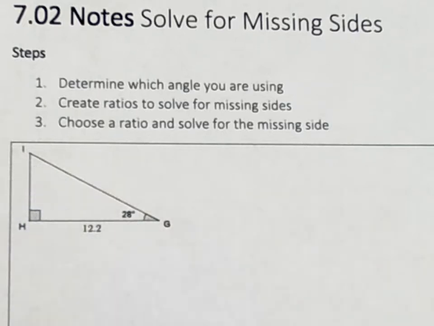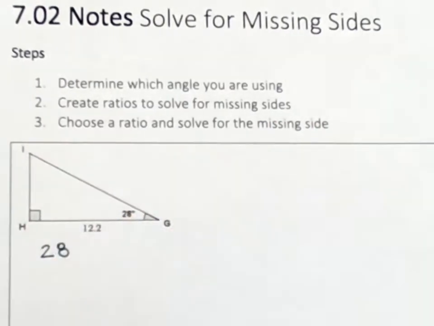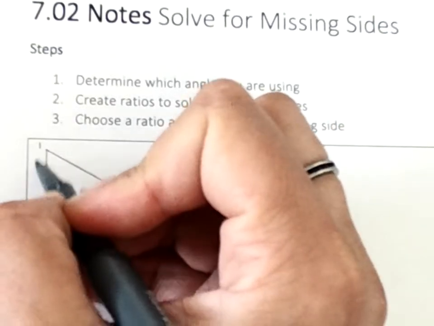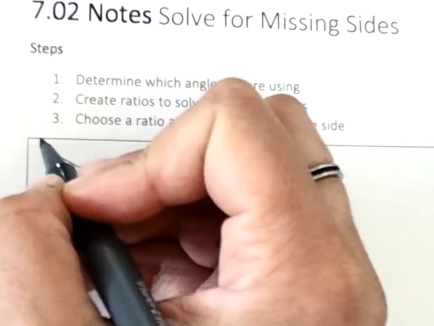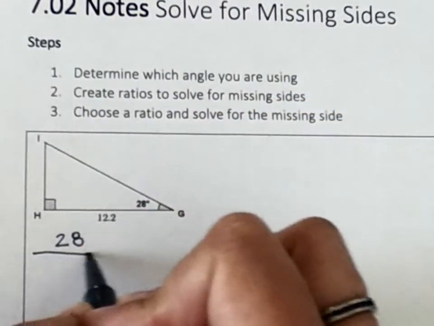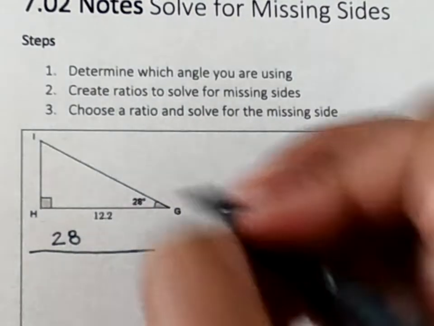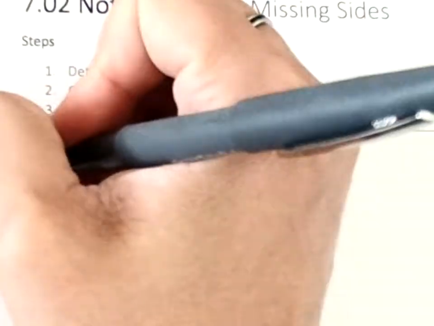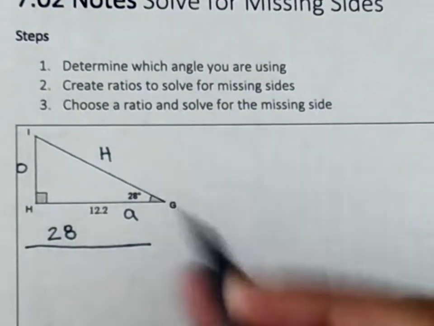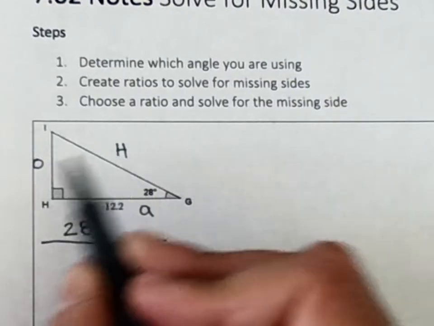So for angle 28, if we want to find the missing sides, we'll call this missing side IH and this one IG. We can solve this in a few ways. If we're using angle 28, this is our adjacent side, this is our opposite side, and this is our hypotenuse. If we wanted to use sine, we don't have enough information because it's opposite over hypotenuse. We don't have either of those numbers.